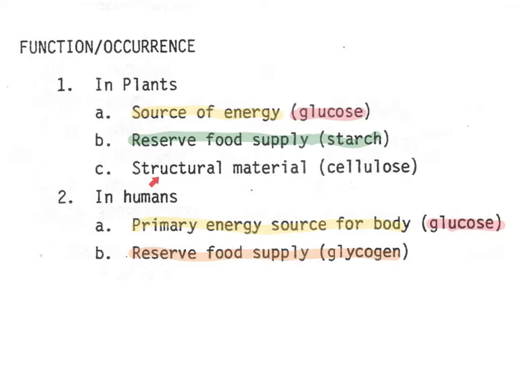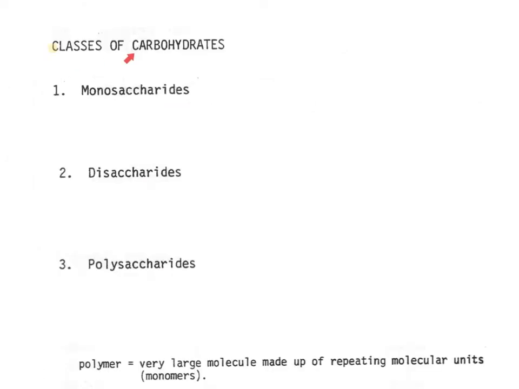And finally, plants do use sugars, carbohydrates, as a structural material known as cellulose, and that is their cell walls that you find in plants, but you do not find in animals. There are 3 major classes of carbohydrates. They are the monosaccharide, the disaccharide, and the polysaccharide.